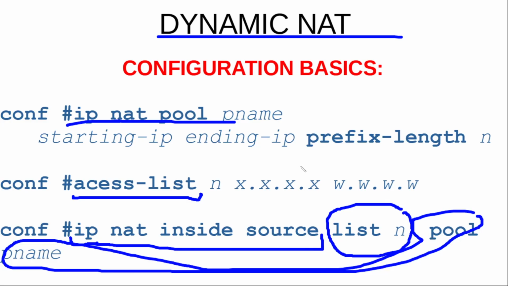So 3 steps: define your pool. Second step, define your ACL. Third step, using the command ip nat inside source, you're going to bind these two settings together.